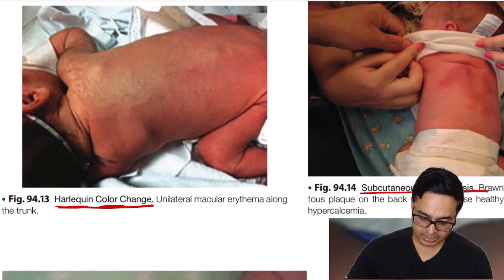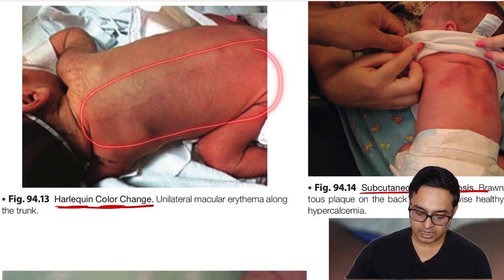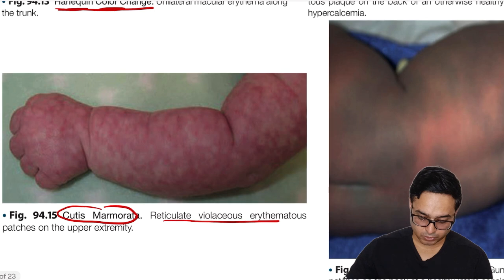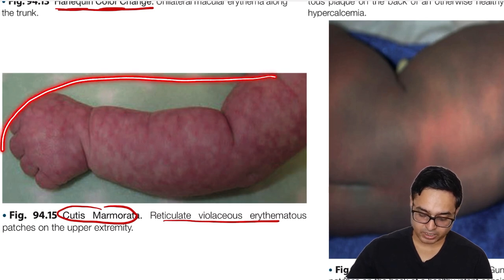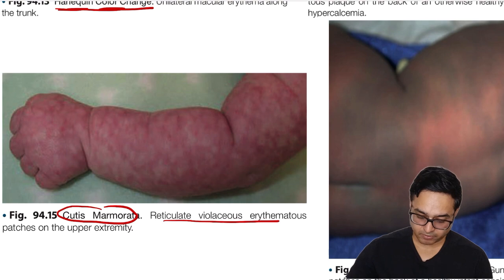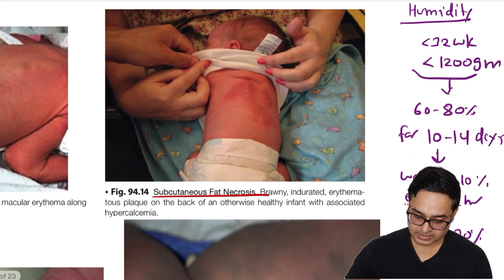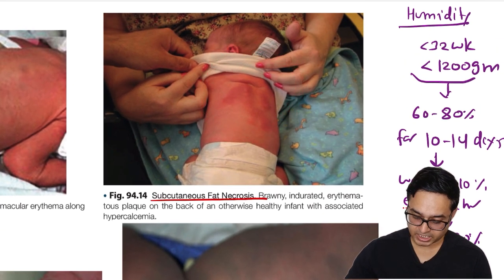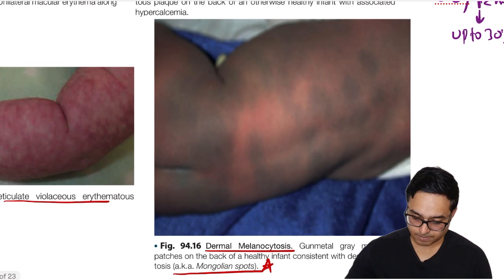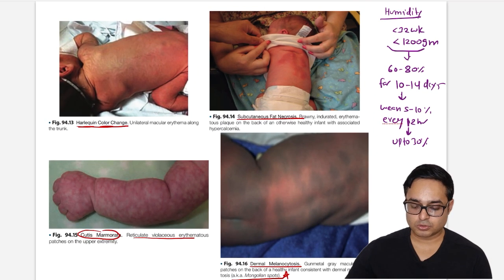These are Harlequin color changes. You are able to see unilateral macular erythema along the trunk. Okay, cutis marmorata: this is a common condition found in NICUs, with reticulate erythematous patches on the upper extremity. Okay, this is subcutaneous fat necrosis: brownish indurated erythematous plaque on the back of an otherwise healthy infant. And this is dermal melanocytosis, also called Mongolian spot. These are gray macules and patches on the back of a healthy infant. So these were some common skin conditions.